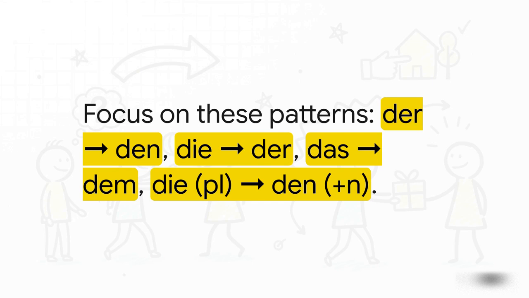Now, to avoid getting totally overwhelmed, let's just zero in on the changes themselves. For masculine, der becomes den in the accusative. In the dative, masculine der and neuter das both become dem. Feminine, die, becomes der, and the plural die becomes den, and you'll often see an extra n on the end of the noun. These are the patterns you really want to lock into your memory.